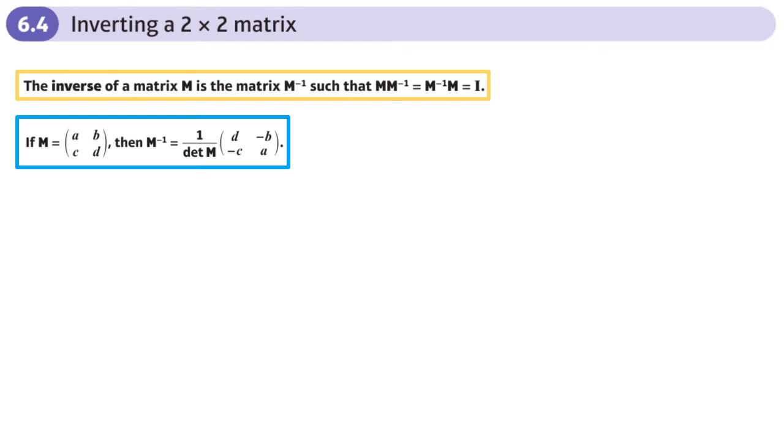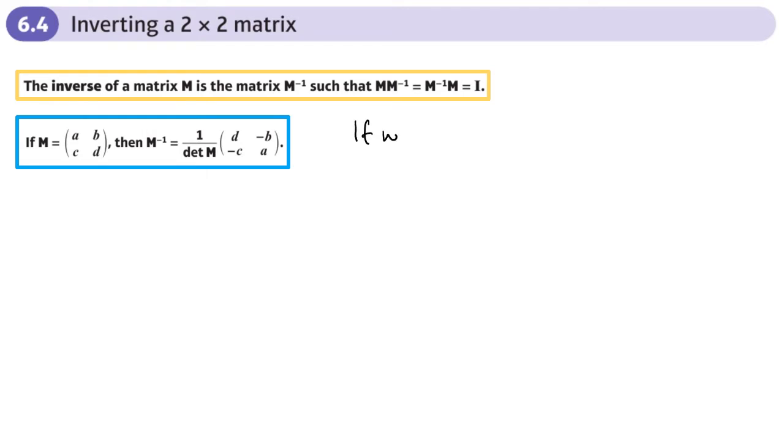This is the fourth section of chapter 6 of matrices, and this is how we can find the inverse of a 2 by 2 matrix. Now, what's special about an inverse is that if you multiply a matrix by its inverse, you get the identity matrix. Okay, so let's write that down.